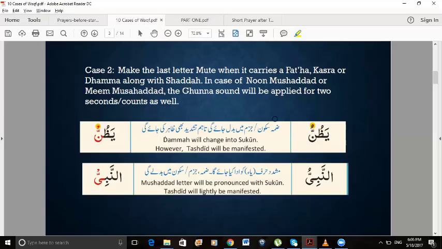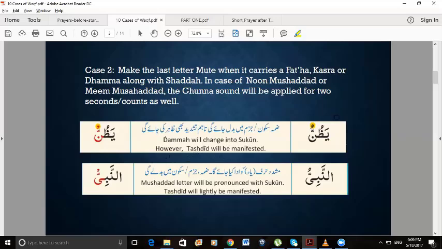Over here it says, in case of noon mushaddad or meem mushaddad, the ghunna sound will be applied for 2 seconds. What this means is that, for example, over here, the last letter is the noon. The noon has a shadda and it also has a dhamma on top of it. What happens is that the dhamma would change into a sukoon. However, tashdid will be manifested.